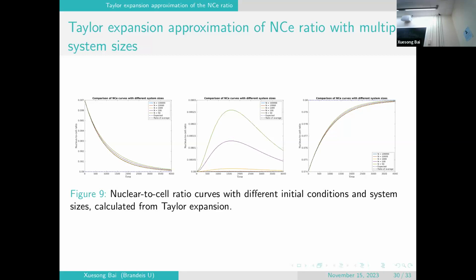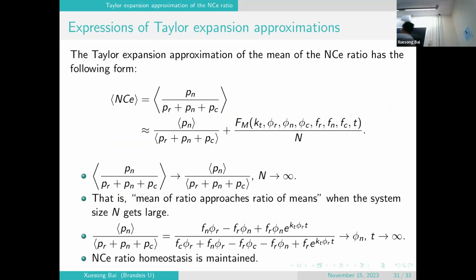And these are the cases where the initial condition deviates from 0.08. This one should go down, this one goes up. But the point in this picture is, again, that different system sizes lead to different curves, and they should approach this black dashed line, called the ratio of averages. So what is that thing? This is exactly what's happening.